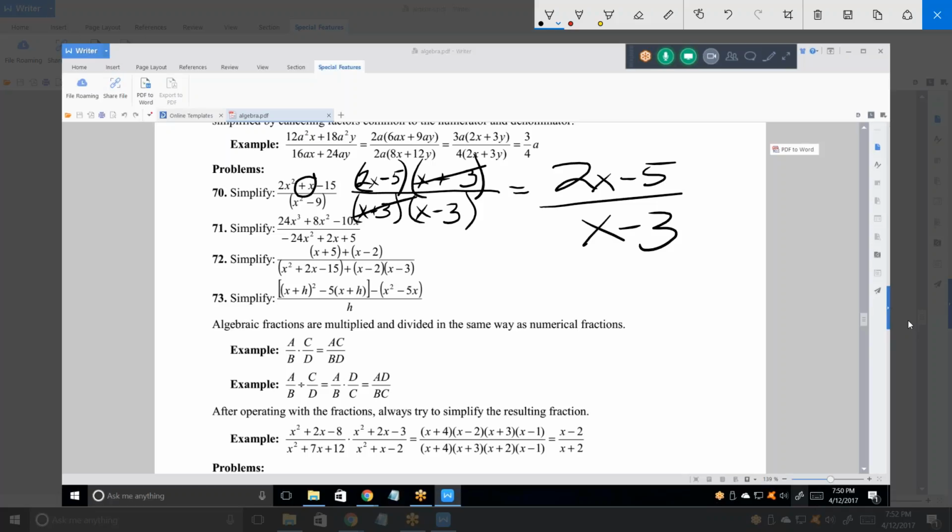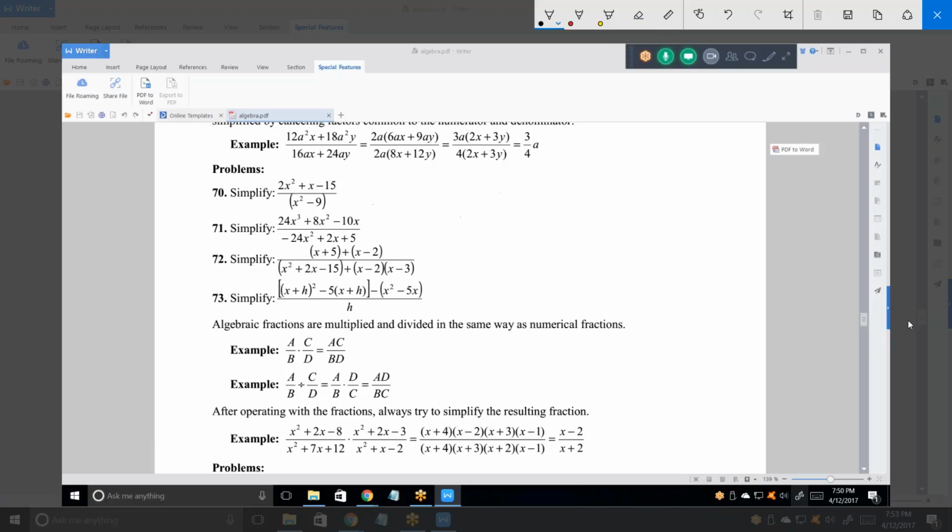71 is going to go like that. 72 is going to go like that. 73 is probably going to go like that. So, let's see. Yeah, we've got time to do 71.